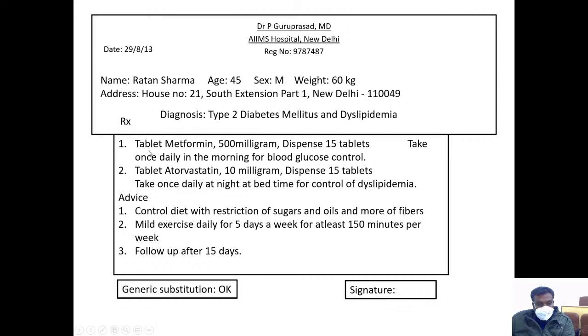Then the drug name you have to write, then the dosage you have to write, whether it is milligram or micrograms or grams. Then you also have to write the frequency, and you also have to write for how many days the patient has to take the tablet, like for 1 week or 2 weeks, or like morning, afternoon, night, when the patient has to take. All these details you have to mention in the prescription.